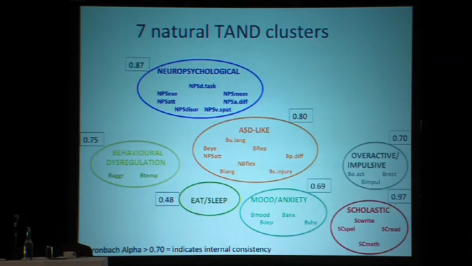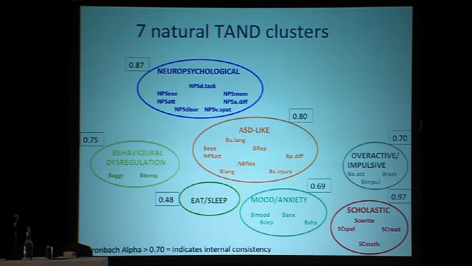A neuropsychological cluster, some of you might be familiar with internal consistency. The Cronbach alpha for this was 0.87. Anything above 0.7 means it has good internal consistency. The items in the neuropsychological cluster are difficulties with dual tasking, executive function difficulties, attention-related difficulties, memory problems, disorientation, and visuospatial difficulties. The next cluster is behavioral dysregulation, and these are individuals with difficulties with aggressive outbursts and temper tantrums.